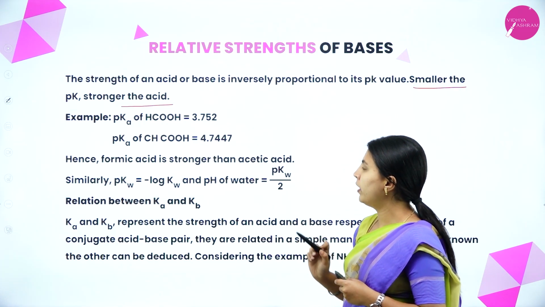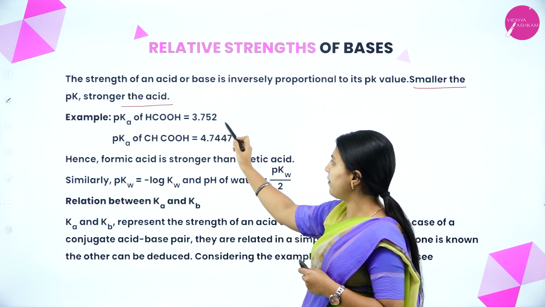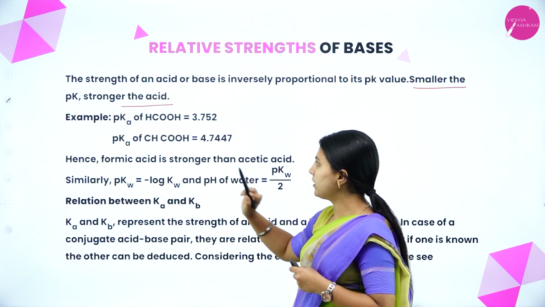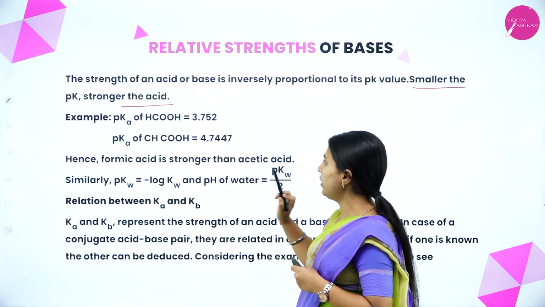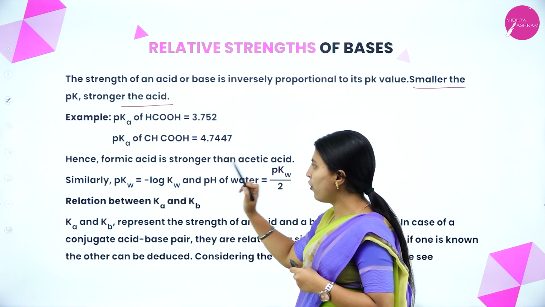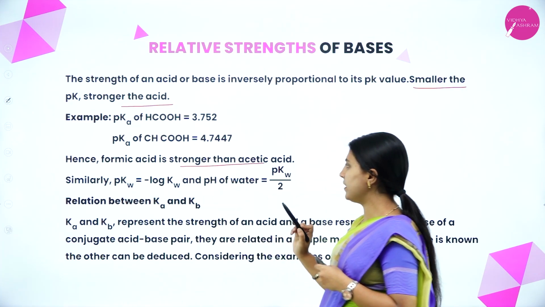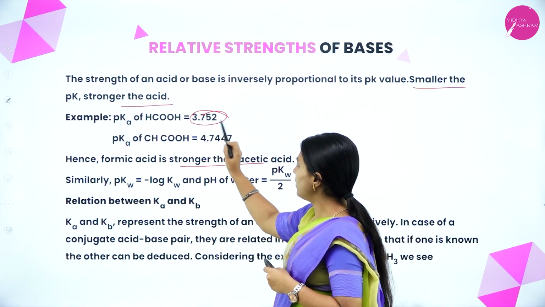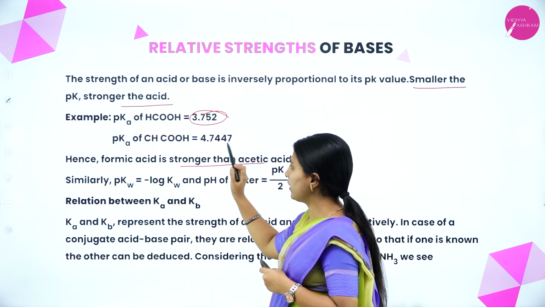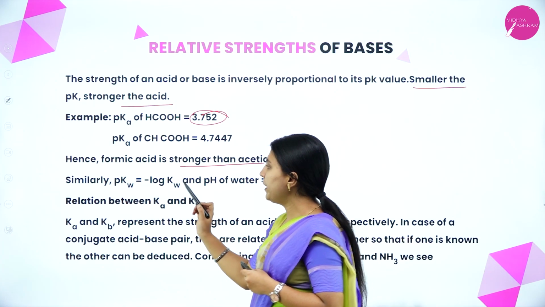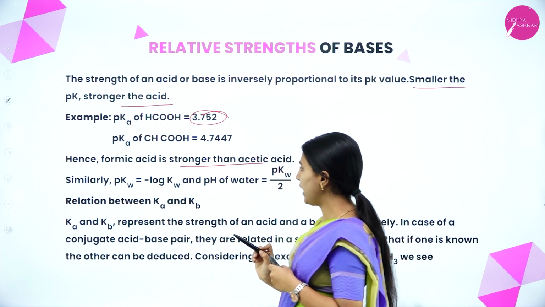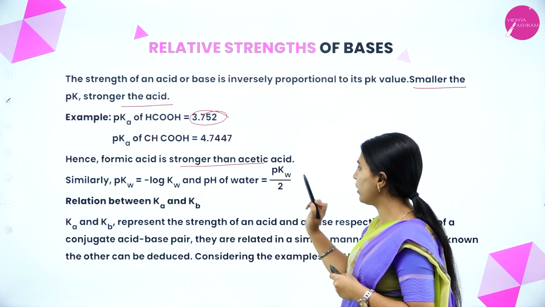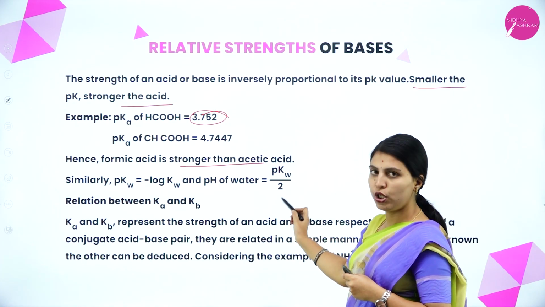Example, pKa of formic acid is 3.752 and pKa of CH3COOH is 4.7447. Hence, formic acid is stronger than acetic acid. This value is the pK value. This is lesser than this, so it is stronger than this. Similarly, pKw equals minus log Kw and the pH of water will be pKw by 2.